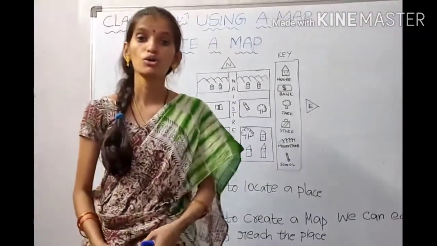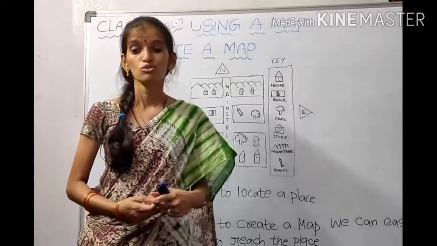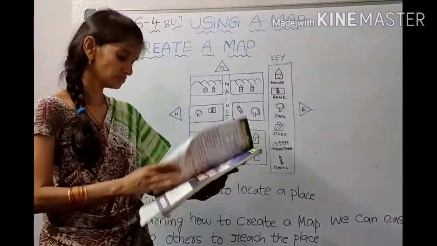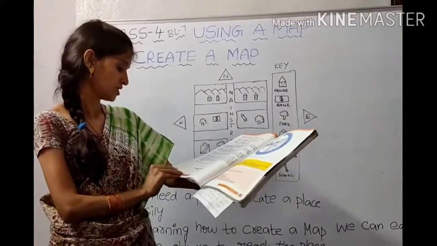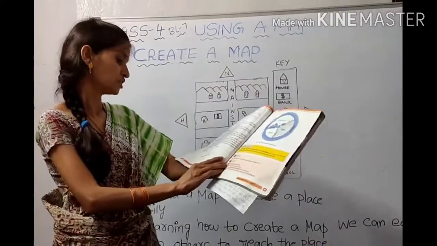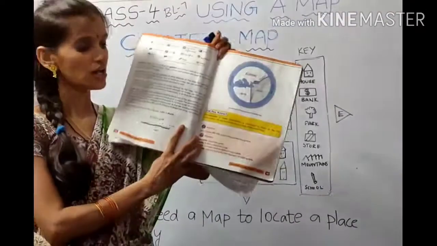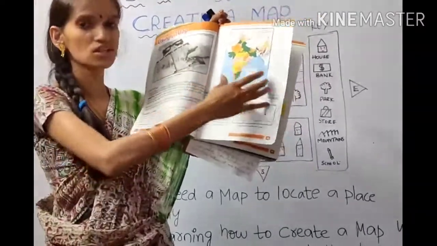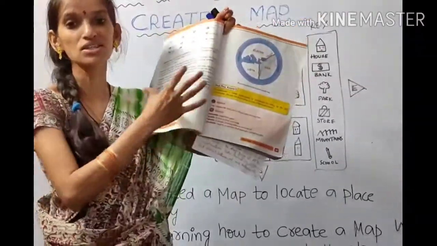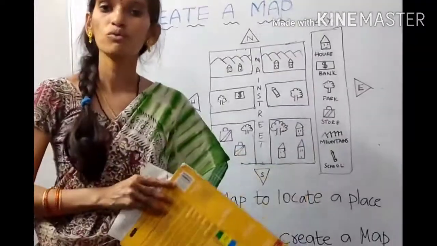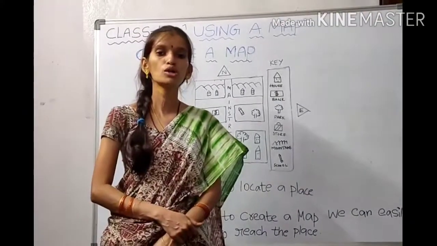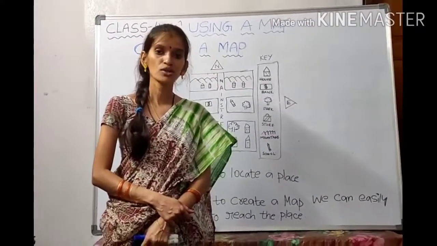Next, all of you open your textbook, using a map. Page number 48 and 49. Read this lesson. From here, using a map, you go through this lesson. That is, you read the lesson once again and do your workbook. And with the help of the textbook, I hope you will all do the work and get ready for next class.